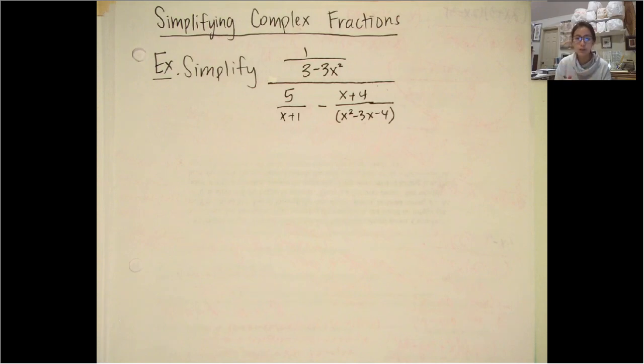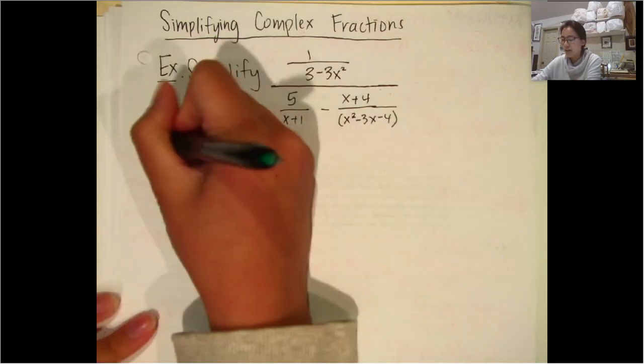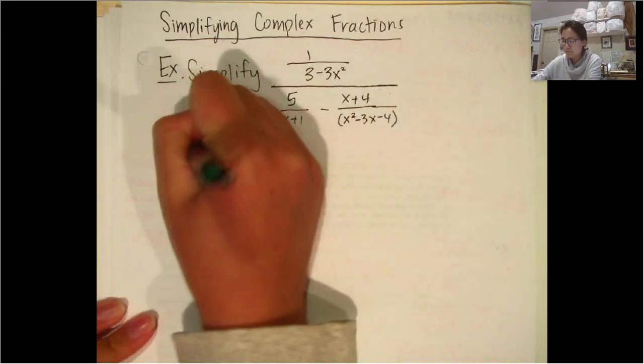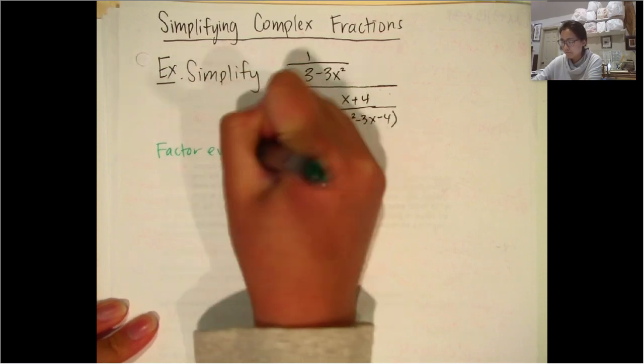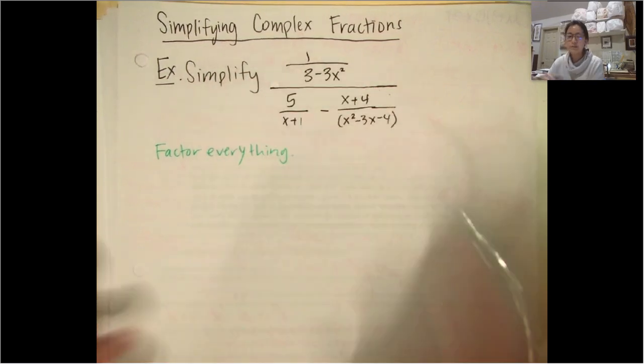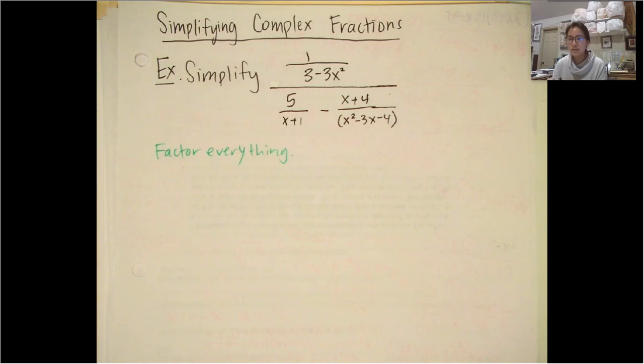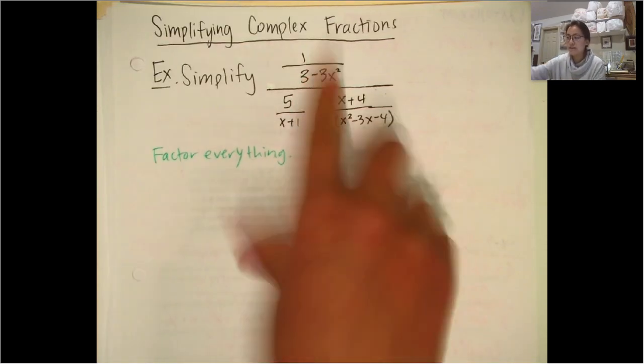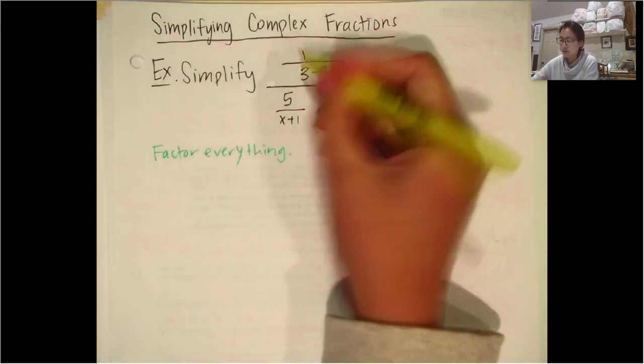What you want to do first is factor everything. So in general, first step for a lot of these types of problems is start by factoring. So factor everything. I don't see a huge amount of things to factor, but I have some key ones. So there's this one, the ones that have the square. So 3 minus 3x squared.